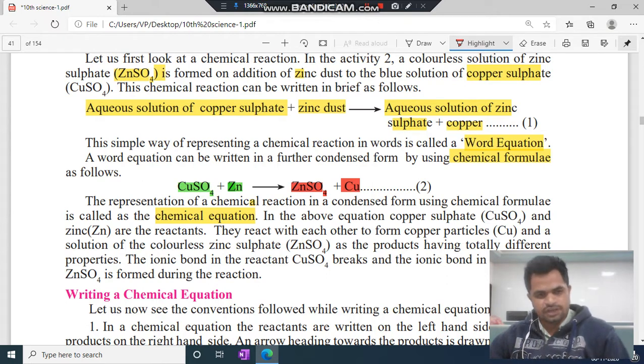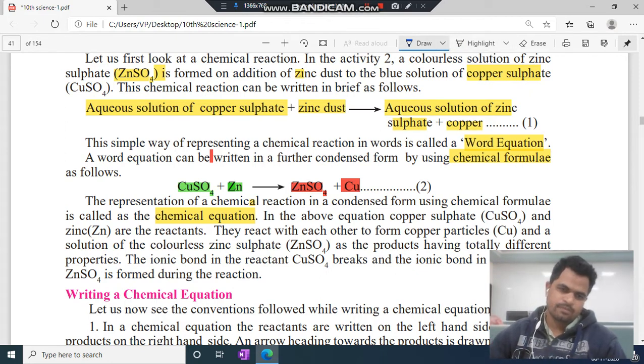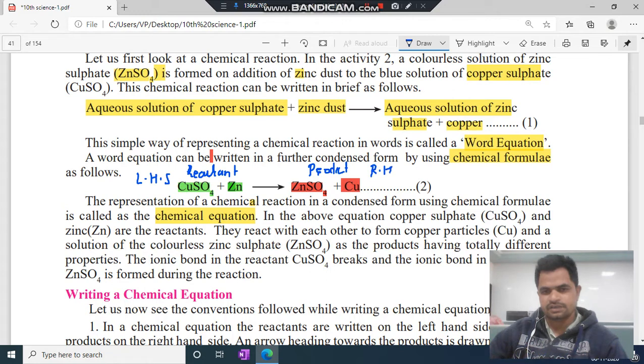So we have written here the reactants on the left hand side. With the help of marking I show you these are the reactants, and reactants are on the left hand side, that is LHS, and these are the products, and products we have written here on the right hand side. And between them there is an arrow for representation.